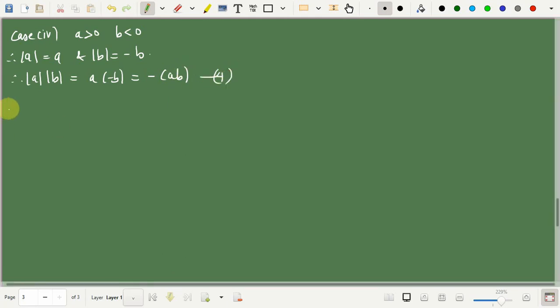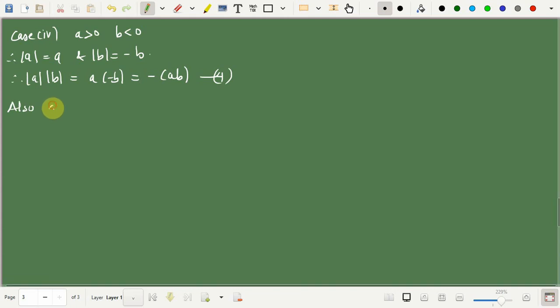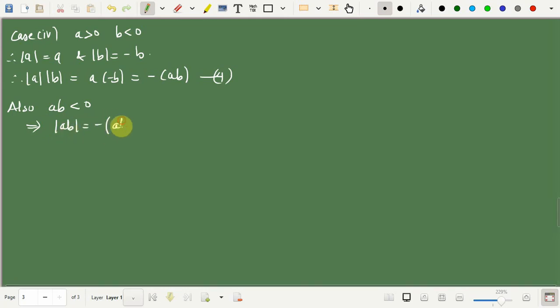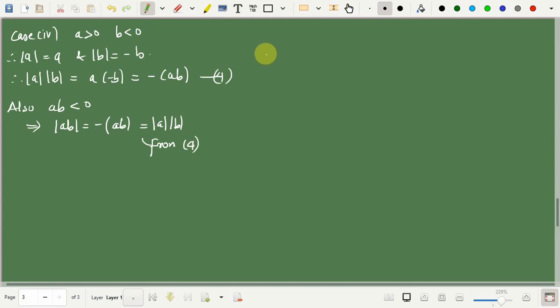Now also note that when one of the terms is negative, the product has to be negative. So therefore this implies that mod of ab has to be the same as minus of this real number ab, and that's exactly the same as your mod of a, mod of b from 4. So we have proved that the result is true even for case 4.